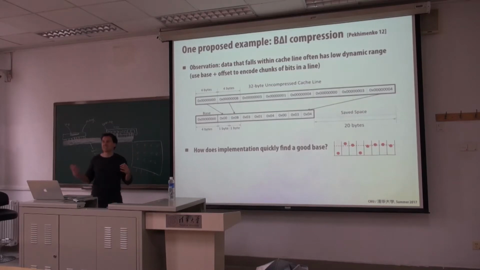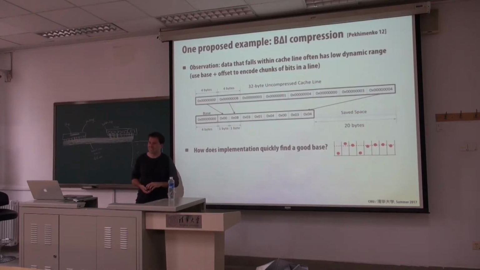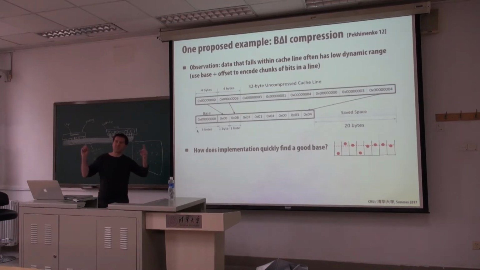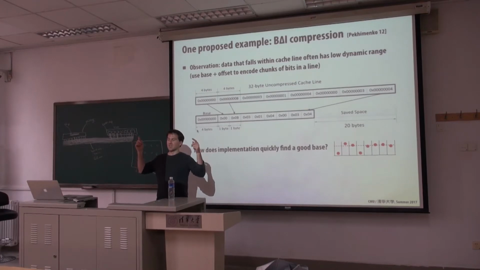So now in my cache, I can fit almost 4 times or at least 3 times more cache lines. It's like I have a 3 times bigger cache. That's really kind of interesting, right? So here's a question for you. Here's a puzzle. How would you pick what the base should be if I gave you a list of 16 numbers? They're all 4 bytes. That's 64 bytes.